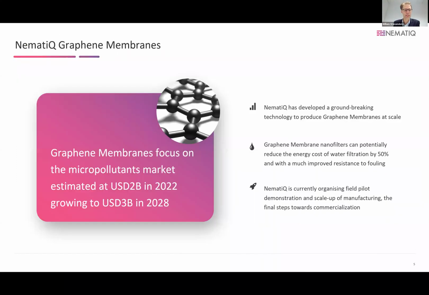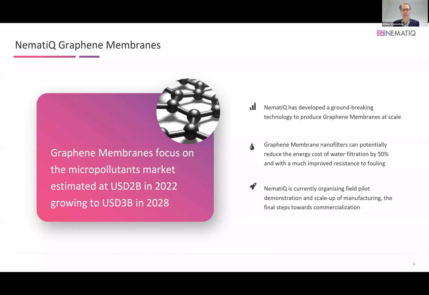So graphene membranes then is something we haven't talked about a lot over the last few years, but it's been a development that's been ongoing for quite a while. And because we expect to be ready for the market soon, meaning in the next, say, 1 or 2 years, it's worthwhile already mentioning it in this webinar.